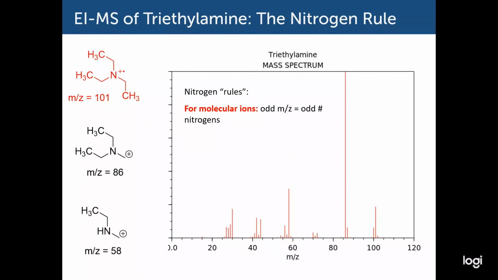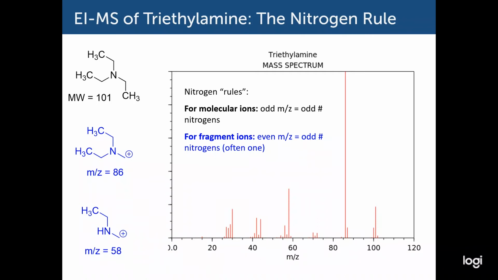So in our example, our M/Z is 101. That's an odd number, and we have an odd number of nitrogens. Well, 1 is an odd number, so that works out. For fragment ions, there's a slightly different rule. There you'll see an even M/Z if you have an odd number of nitrogens. So you can see in our fragments here, we have 86 and 58. Those are both even numbers, and in both cases we've got the 1 nitrogen, which is an odd number.